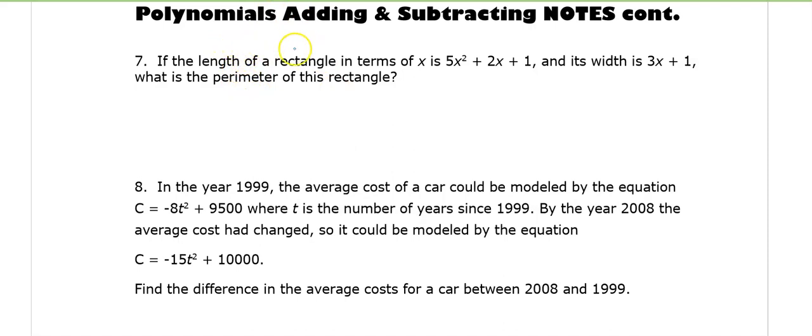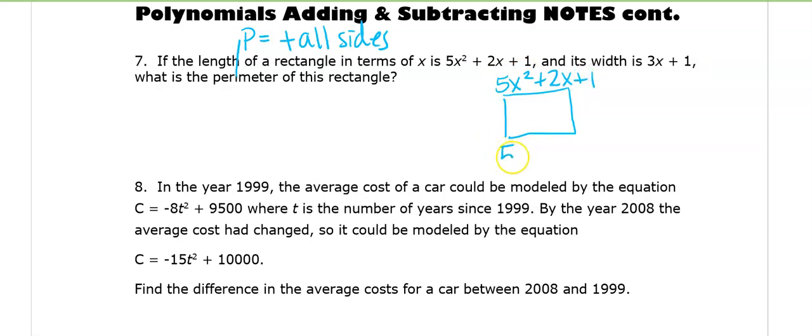The length of a rectangle in terms of x is 5x squared plus 2x plus 1. And its width is 3x plus 1. What is the perimeter of this rectangle? So as a reminder, perimeter is add all the sides. So I'm going to write myself out a visual over here because I'm a visual person. And plus I'm adding, which means I can just circle them on the problem itself. So this length is this, and the width is this. Write them both times so you do not forget.